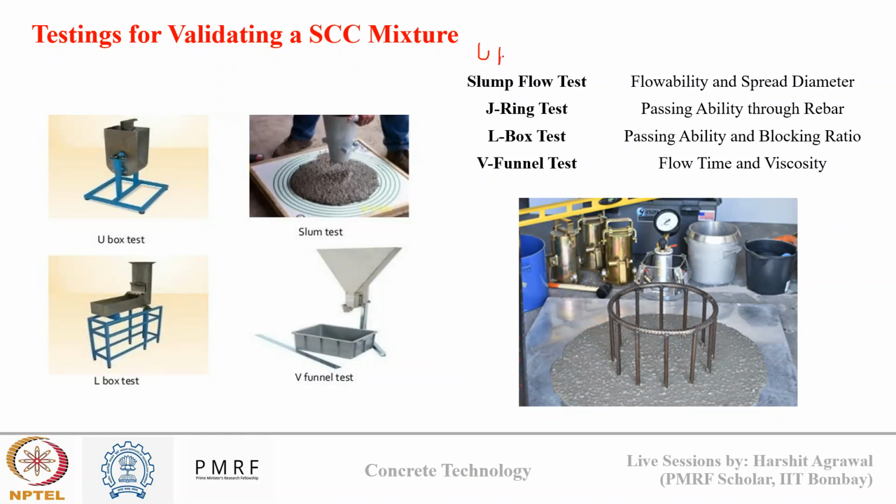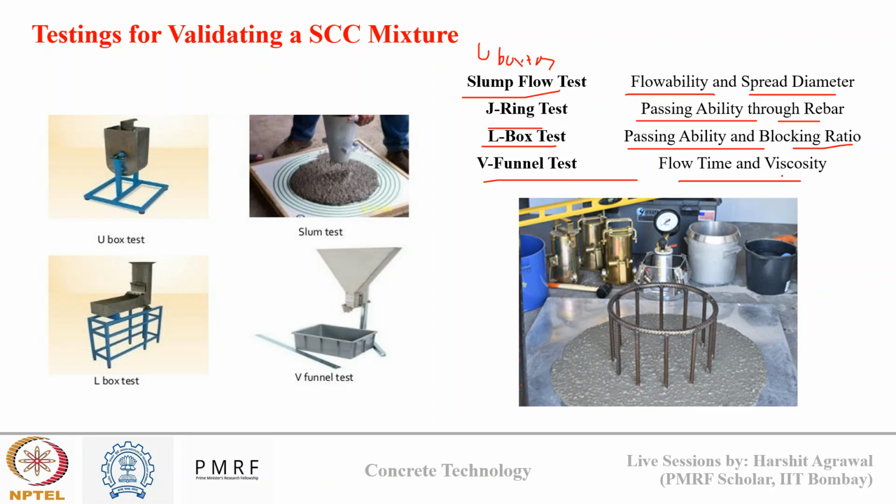There is also the U-box test. There is the slump flow test, which is used to check the flowability and the spread diameter. There is the G-ring test, which is used to check the passing ability through rebar. There is the L-box test, which is again used to check the passing and the blocking ratio. And there is the V-funnel test, which is used to check the flow time and the viscosity of my concrete.